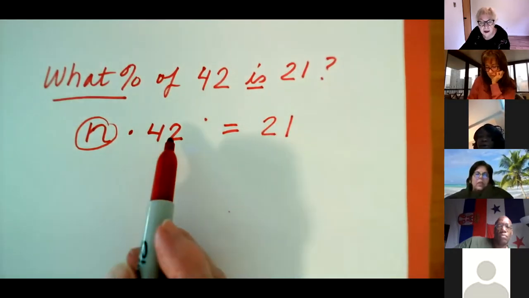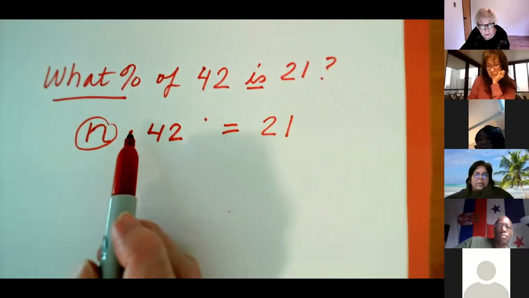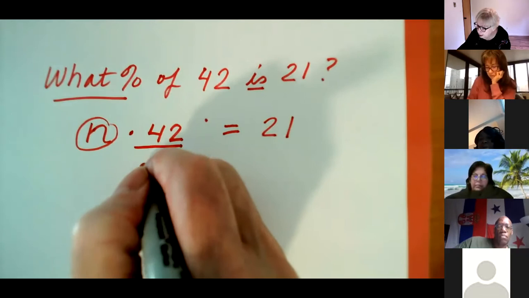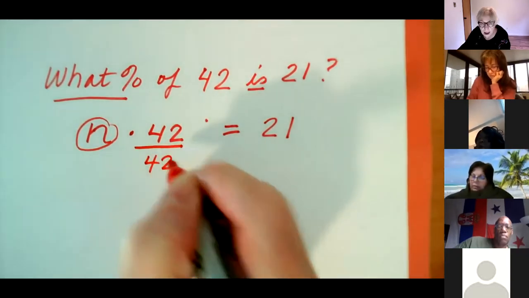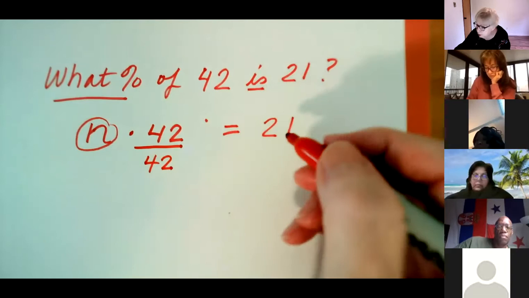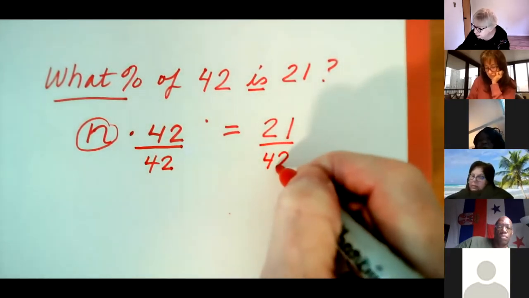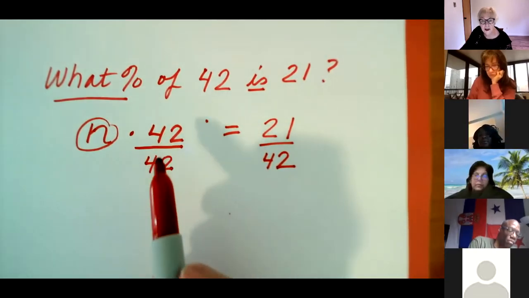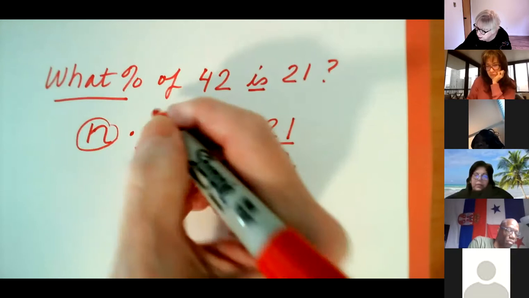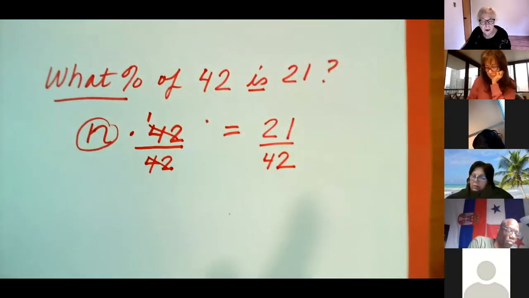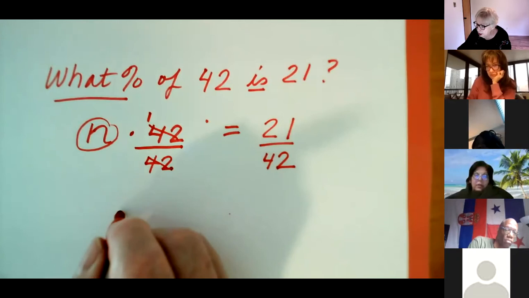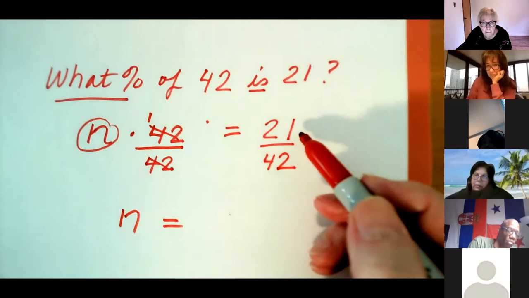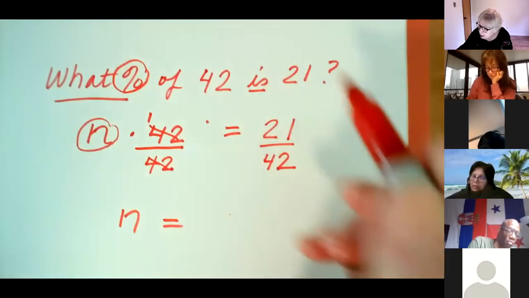So in order to get rid of this 42 that's multiplied, the way they showed us to do it would be to divide this side by 42. But the minute you do that, you've got to come over here and divide this side by 42. Fair is fair. And so 42 divided by 42 is actually 1. And 1 times n, or n times 1, is just n. So here's my answer. But remember, it wanted to be a percent.